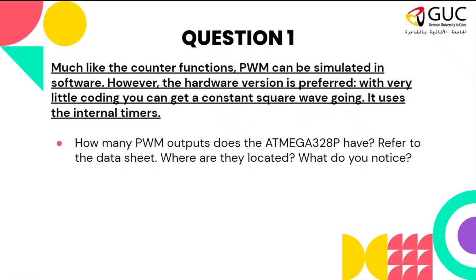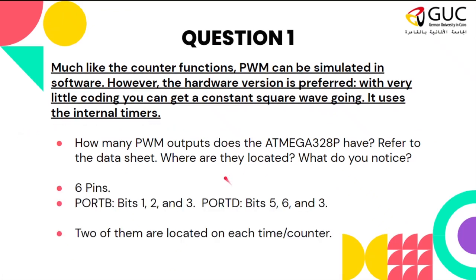Okay? After extracting the data from the datasheet, we can conclude that we have 6 PWM channels on the Atmega 328P. These 6 pins are located, 3 of them on port B, bit 1, bit 2, bit 3, and the other 3 on port D, bits 5, 6, and 3. Each 2 of these bits are located on each timer/counter.